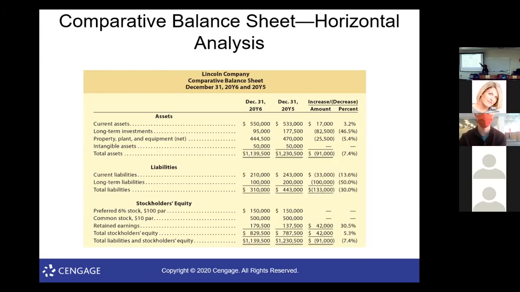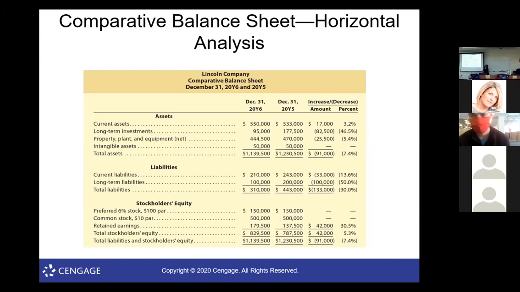So what I can do is look at these percentage changes and make some assumptions, because again, I don't know exactly what happened. I'm not part of management. I'm not in the know in terms of what's happening with the company on a day-to-day basis. But if I put on my analytical cap, I can make some assumptions about what has happened. We know that current liabilities went down 13.6%, and we know that long-term liabilities went down by 50%.